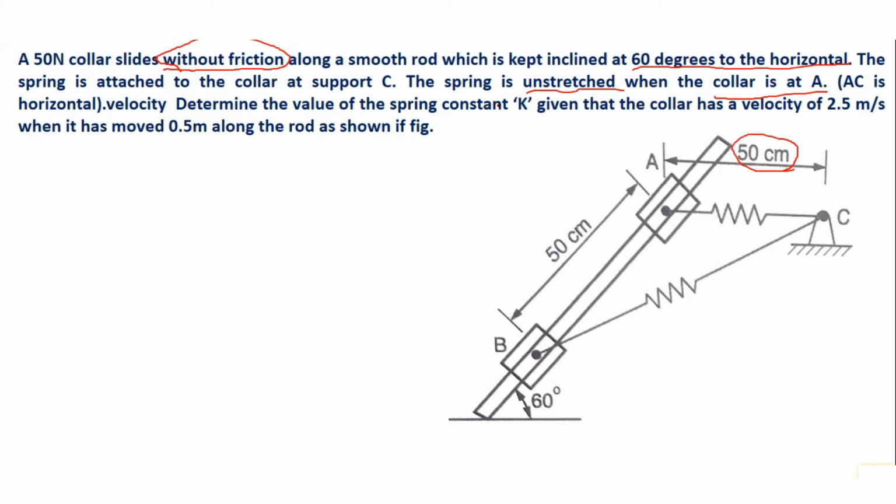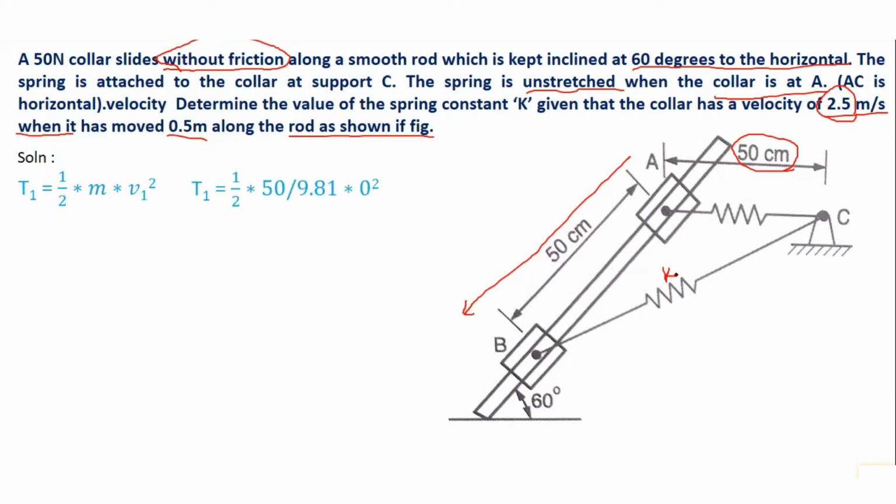Determine the value of the spring constant K, given that the collar has a velocity of 2.5 meter per second when it is moved 0.5 meters along the rod as shown in the figure. So when this block is being moved from A to B in this particular direction, the velocity given to us is 2.5 meter per second, and we need to find the spring constant K. Again we will use our same logic, starting with finding the initial kinetic energy. It is starting from rest, so T1 is equal to 0.